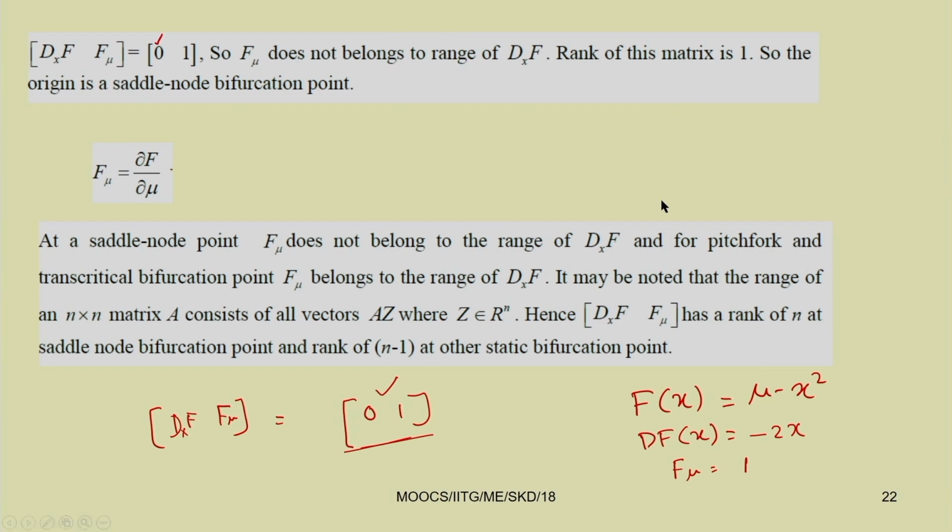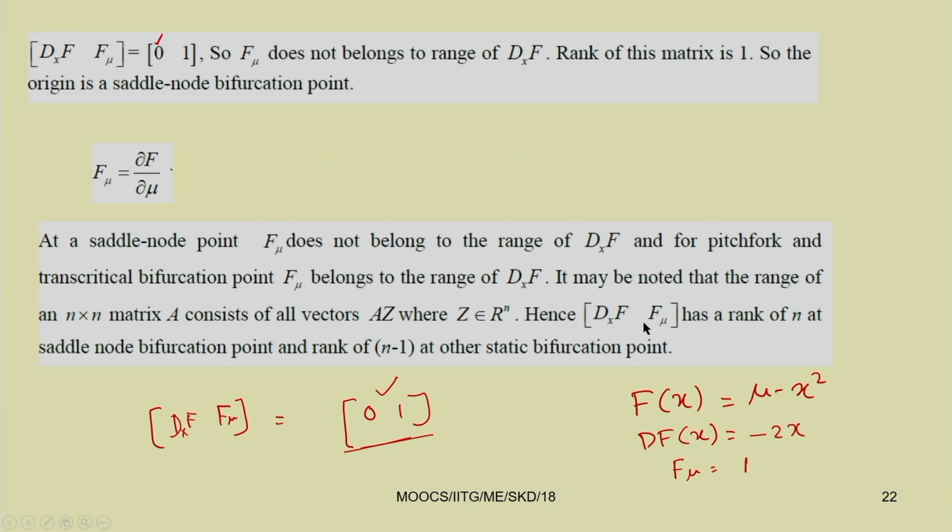We will see in other cases that at a saddle node point, f mu does not belong to the range of f mu. Here f mu equals 1, so this does not belong to the range of dxf, since you have only 0. For pitchfork and transcritical bifurcation points, f mu belongs to the range of dxf. We can see this later with the examples for the pitchfork and transcritical bifurcations.